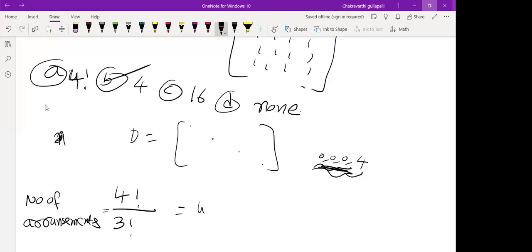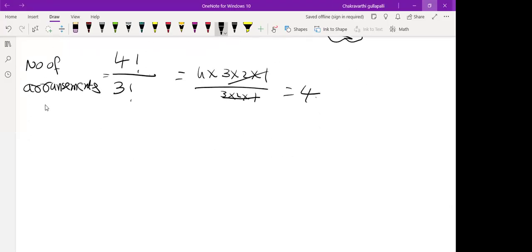So this is 4 into 3 factorial, 3 into 2 into 1, 3 into 2 into 1. 4 is the value. Okay, this is the one. So I will give you one more.